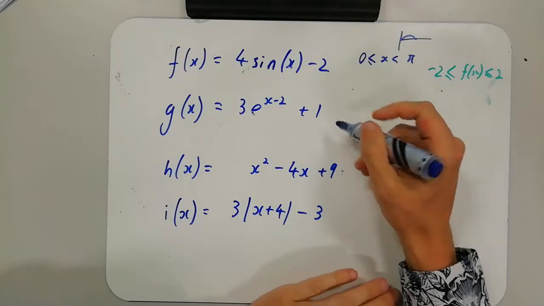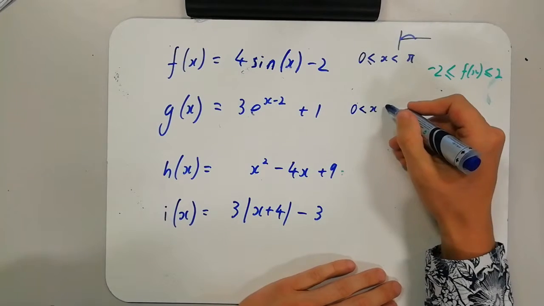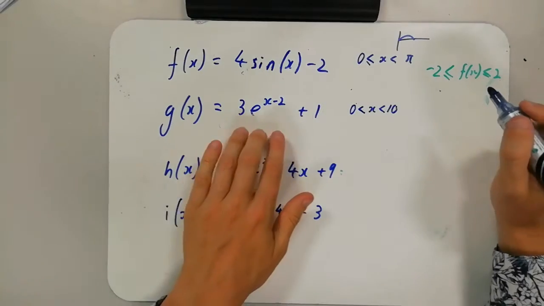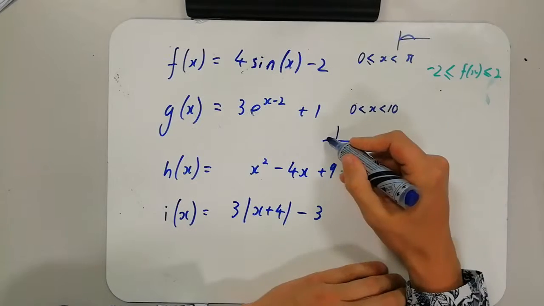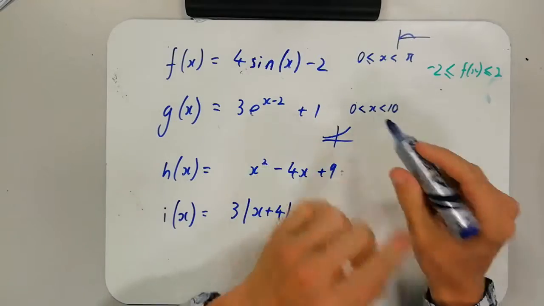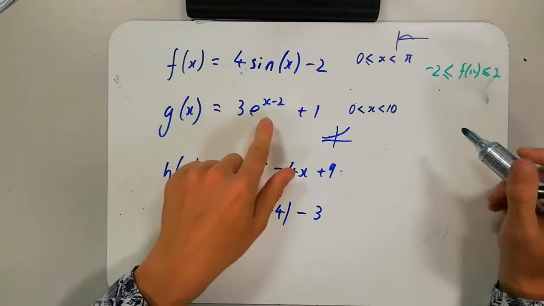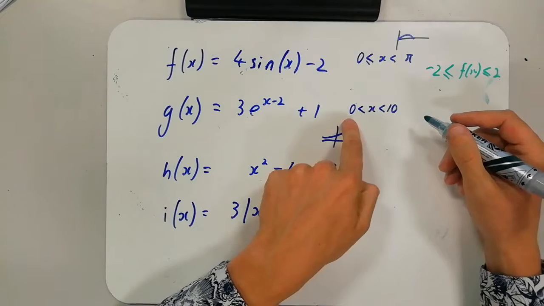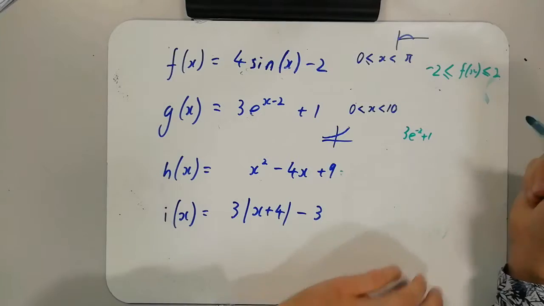Okay, now let's create a domain for this one. We're going to go for 0 up to, let's say, 10. All I'd have to do in this case is, because I know that e to the x looks something like that, smallest values for small x's, largest values for large x's, I can know that my minimum value of g(x) will occur when I plug in my smallest value of x. Now, although I'm not actually allowed to use 0, I'm going to plug 0 into here to get 3e to the minus 2 plus 1.